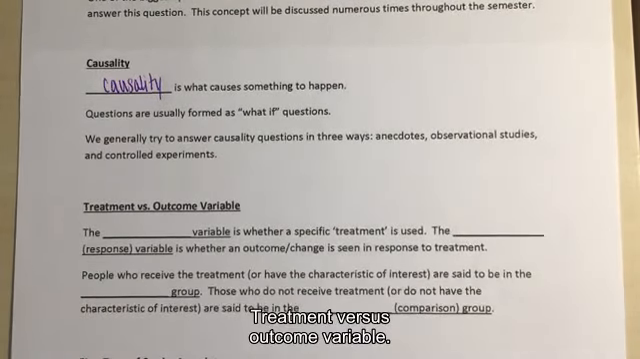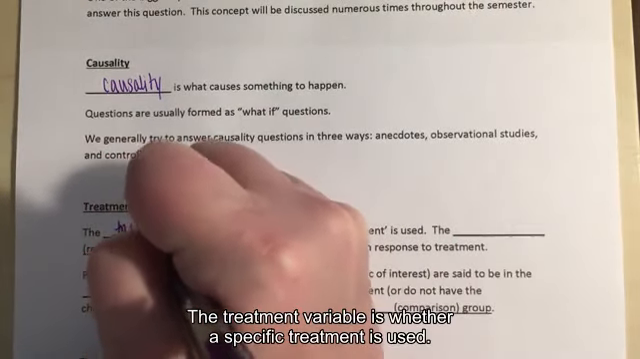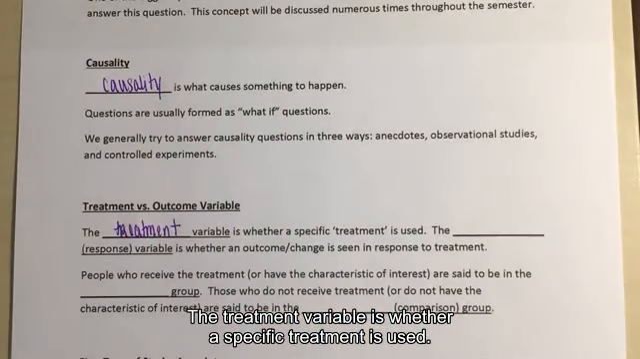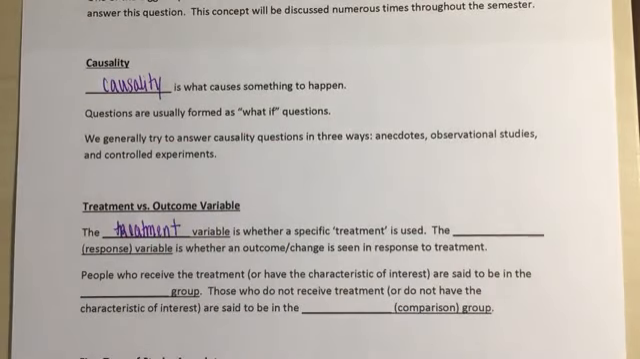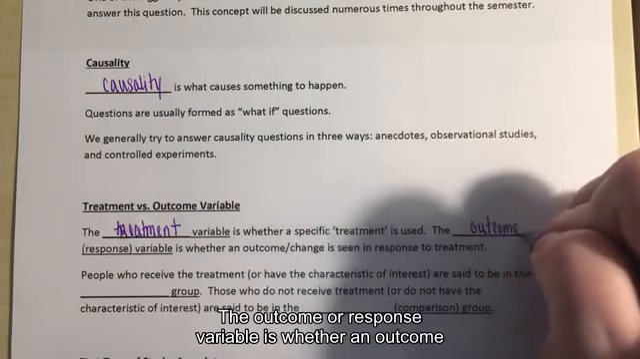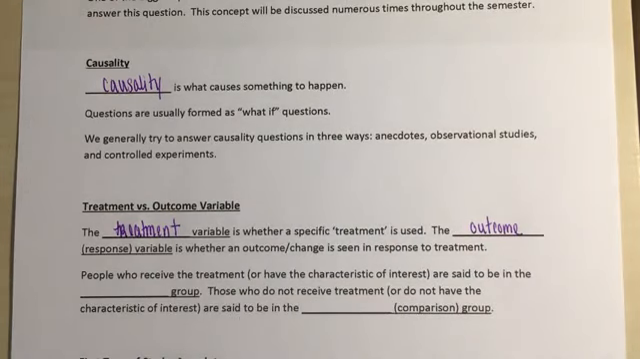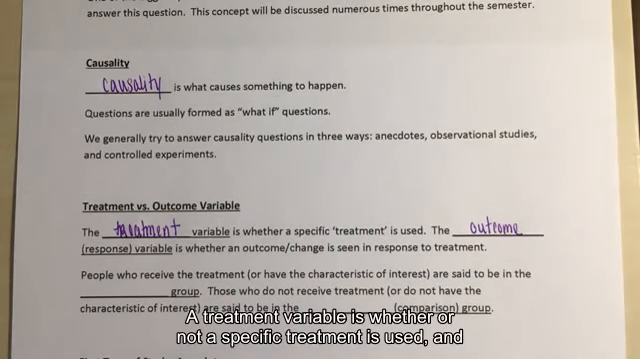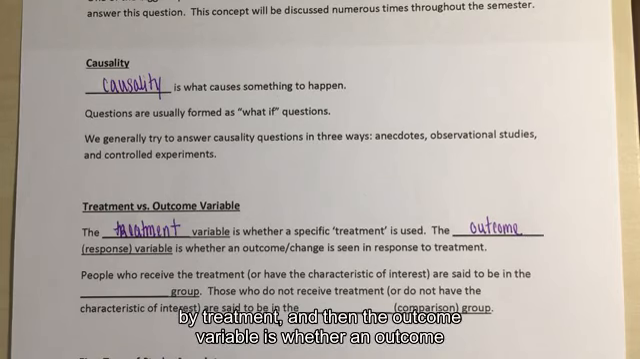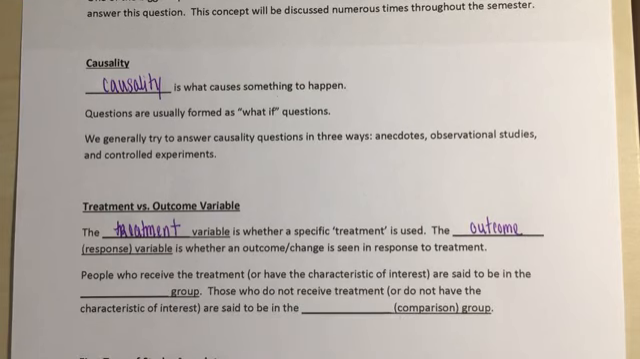So treatment versus outcome variable. The treatment variable is whether or not a specific treatment is used. The outcome or response variable is whether an outcome or change is seen in response to treatment. So our treatment variable is whether or not a specific treatment is used, and we'll talk a little bit more about what we mean by treatment. And then the outcome variable is whether an outcome or change is seen in response to that treatment.